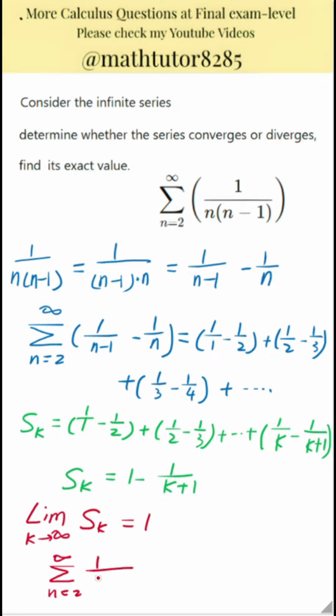Here's the tip. Look for opportunities to break fractions into partial parts. If the terms begin to cancel, you found a telescoping series, which is one of the easiest types to evaluate. That's it for this question.